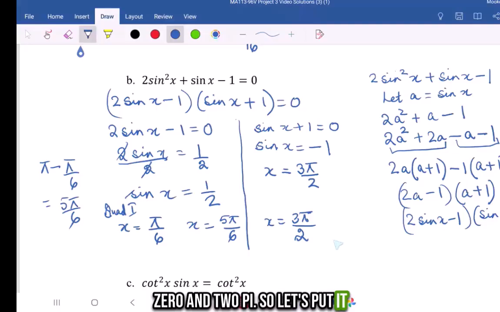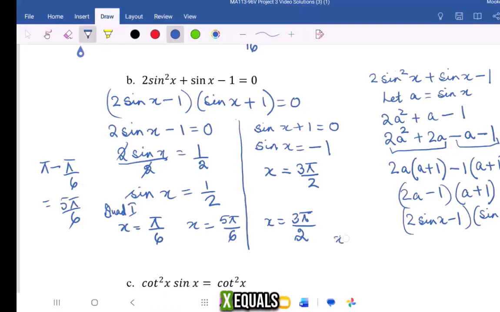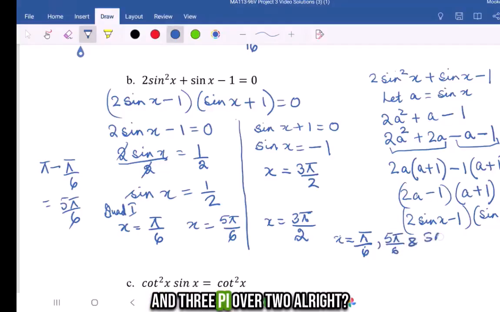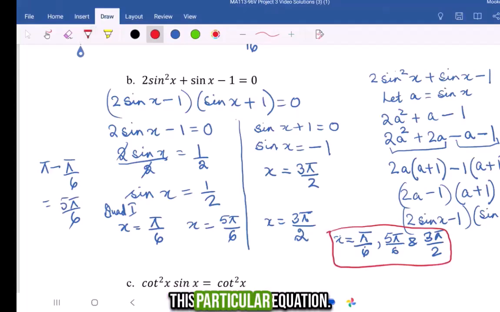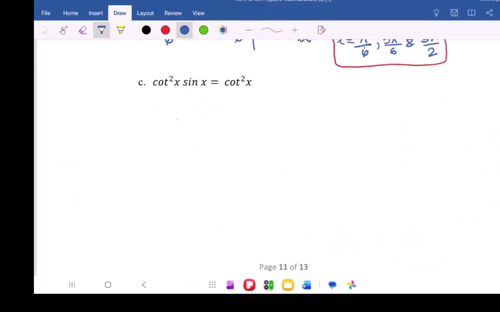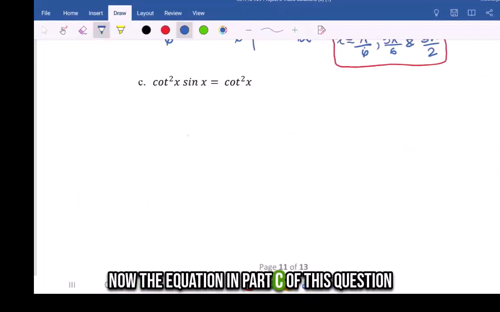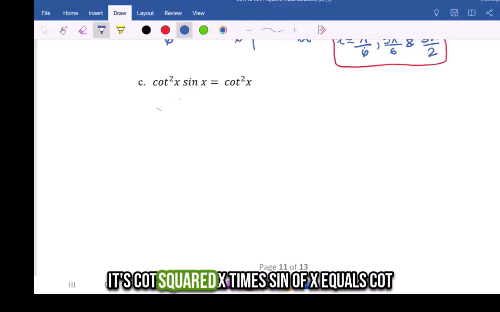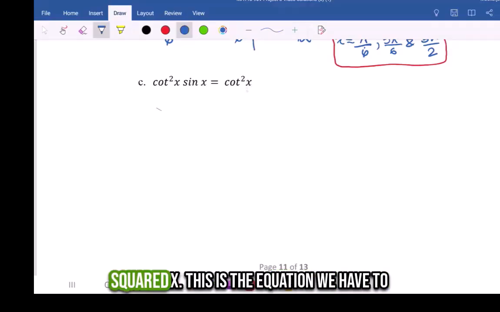So let's put it as a set. It would be x equals pi over 6, 5 pi over 6, and 3 pi over 2. All right, this is the final solution for this particular equation. All right. Now, the equation in part C of this question will require us to use some manipulation. So it's cot squared x times sine of x equals cot squared x.